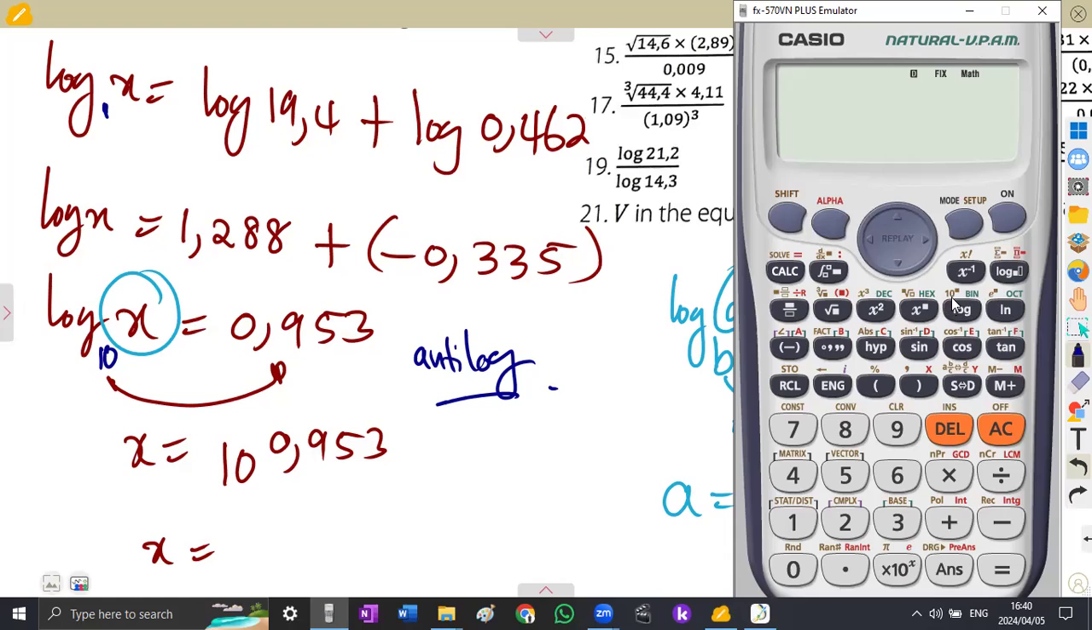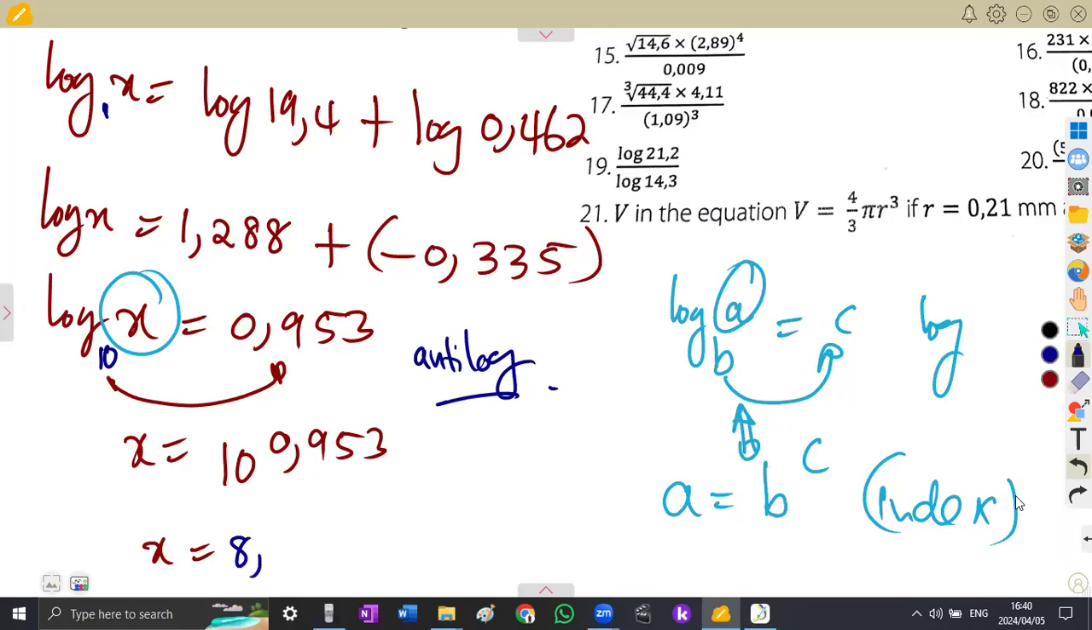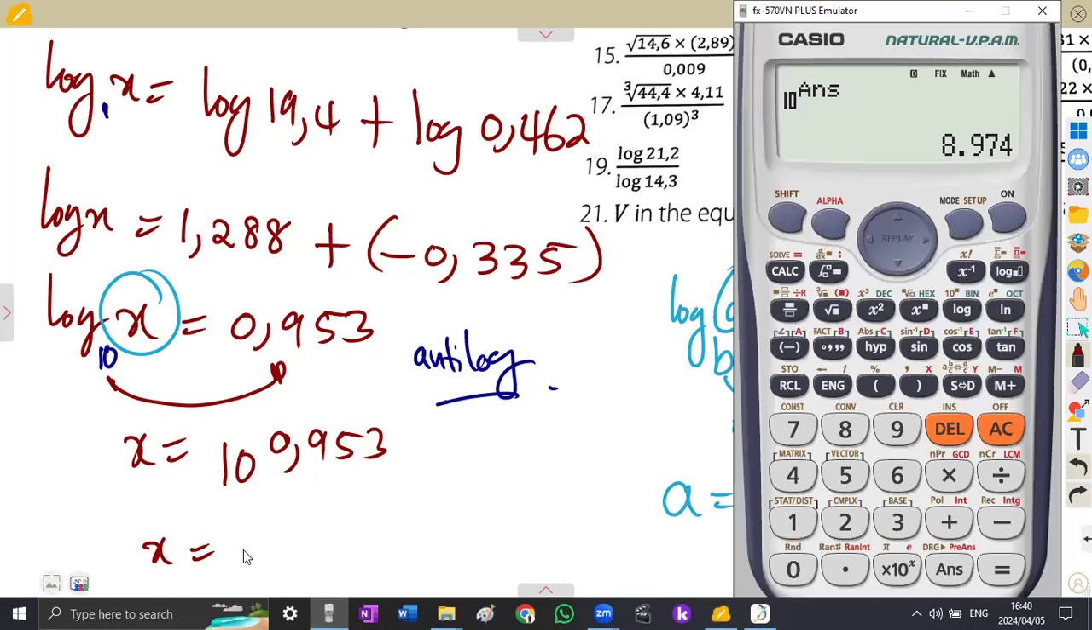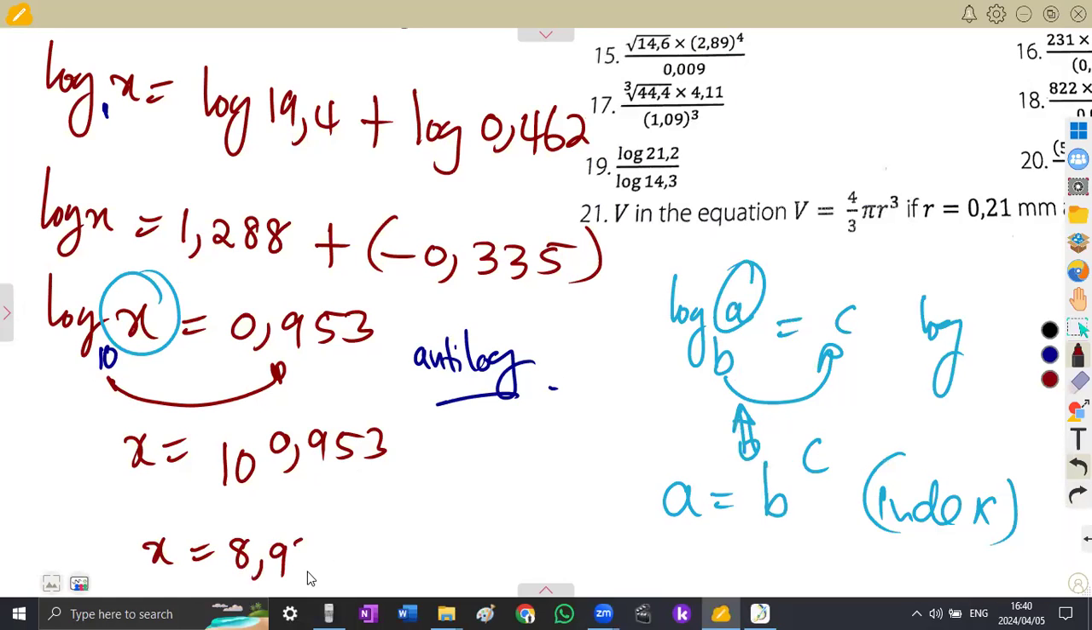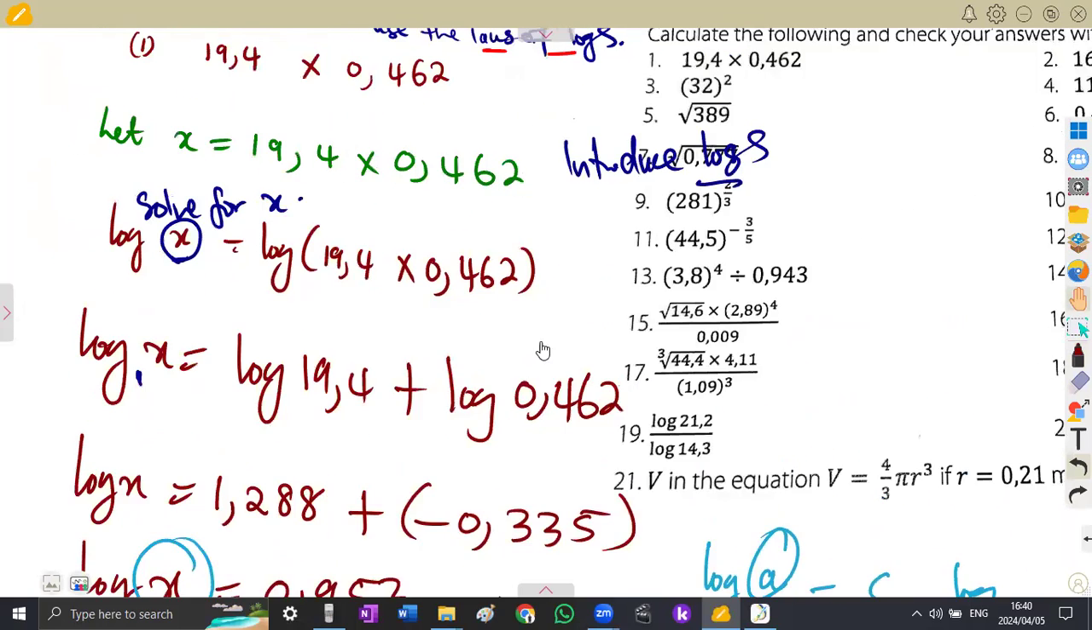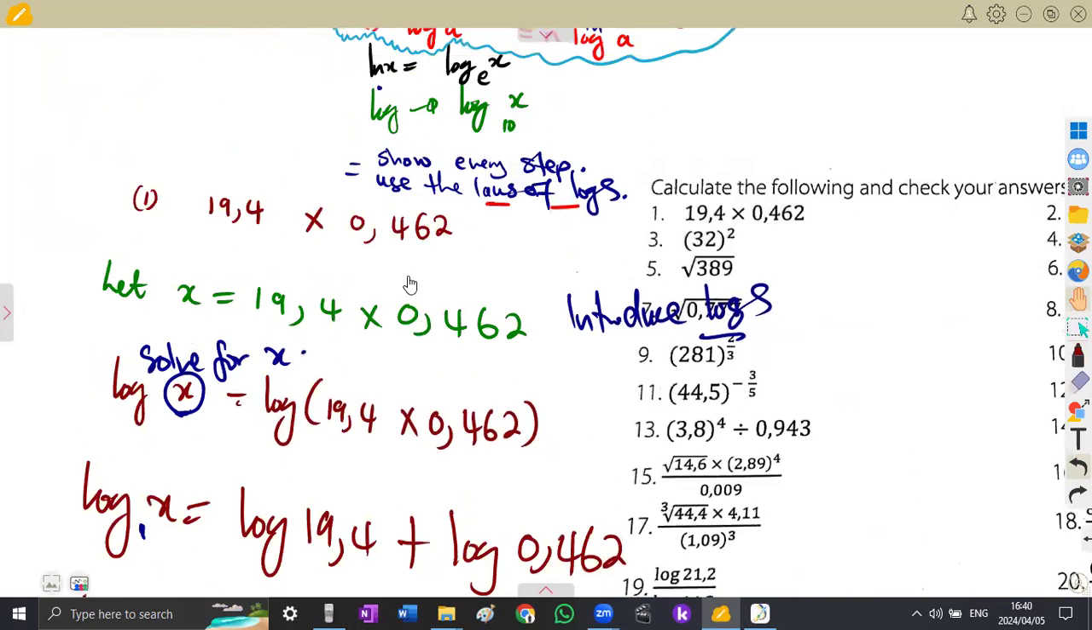So how do I get access to this 10? It's shift on that same log. So there that 10 is 10 to the exponent of, this is exactly what you have here, of the answer that you calculated. That is going to be 8,974. So this is 8,974. So this is what we are going to have if you multiply these two numbers using the logarithms.